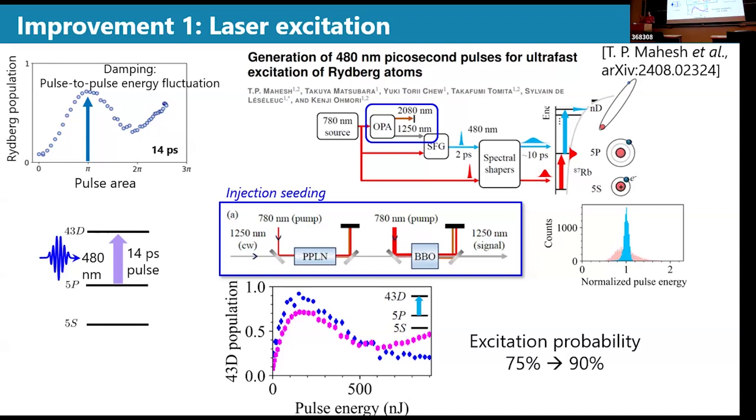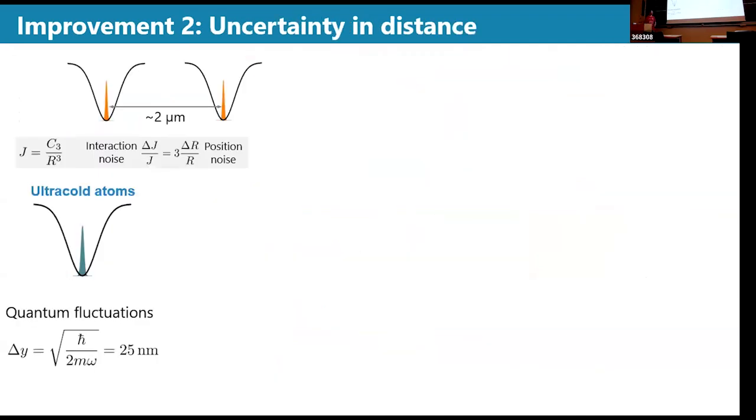This is the technique to stabilize the shot-to-shot fluctuation. Then we could reduce the shot-to-shot energy fluctuation, and then we improve the excitation probability. And this is one improvement. Another improvement is how to reduce the position fluctuation even further.